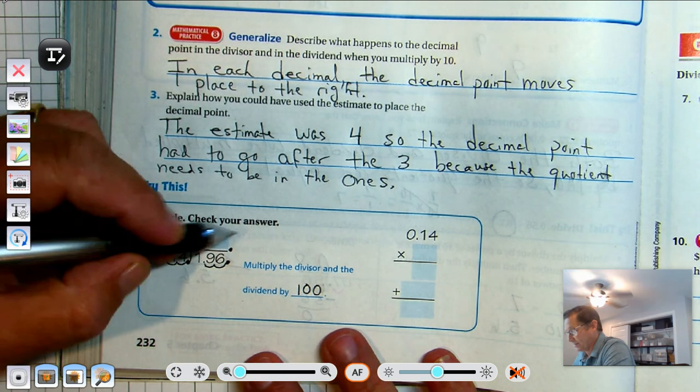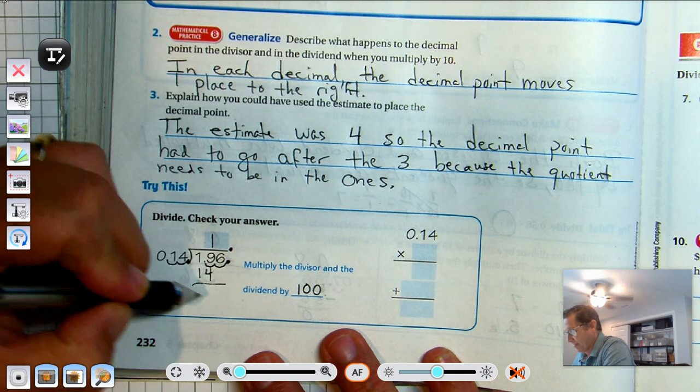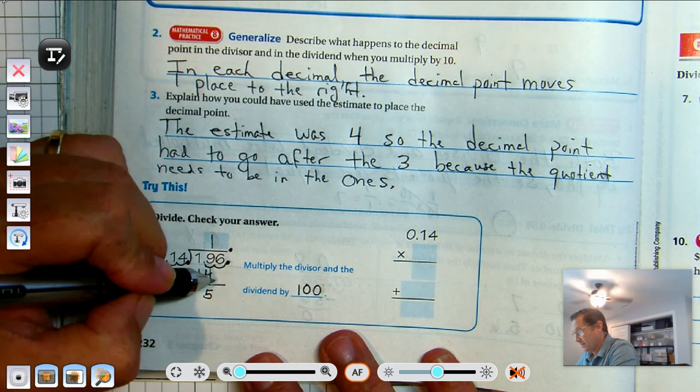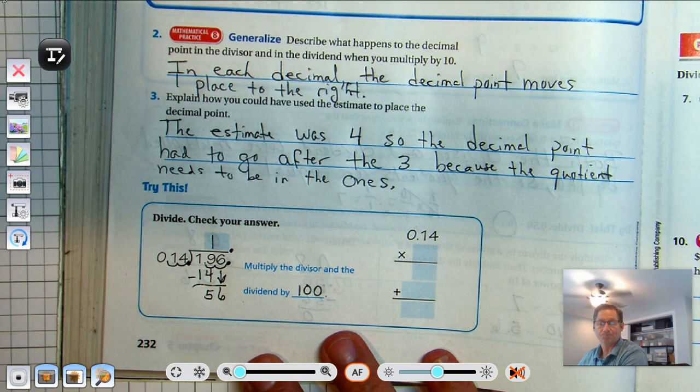So how many 19s can I share with 14 groups? Just 1 in each group, right? Subtract, where you're left with 5. Well, you can't share 5 with 14 groups, so let's bring down the 6.